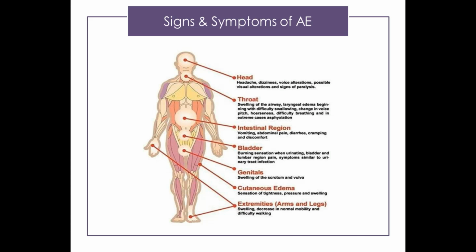Okay, what are the signs and symptoms? It can be in many areas or in many sites of the body, in the head, in the throat, and it's so important to treat the one that is in the throat, because it can affect the passage of the air to the lungs, and when there is no air, what will happen? The patient may die. Also, it can happen in the intestine, in the GIT tract, in the bladder, in the genitals, also in the extremities, in the arms and legs. So anywhere that has dermis or subcutaneous tissues.